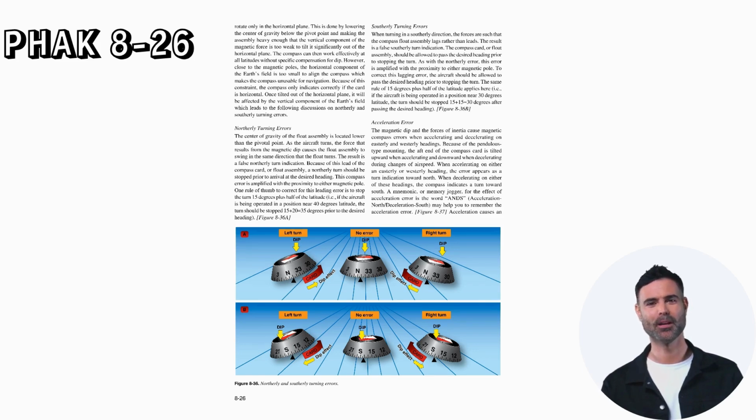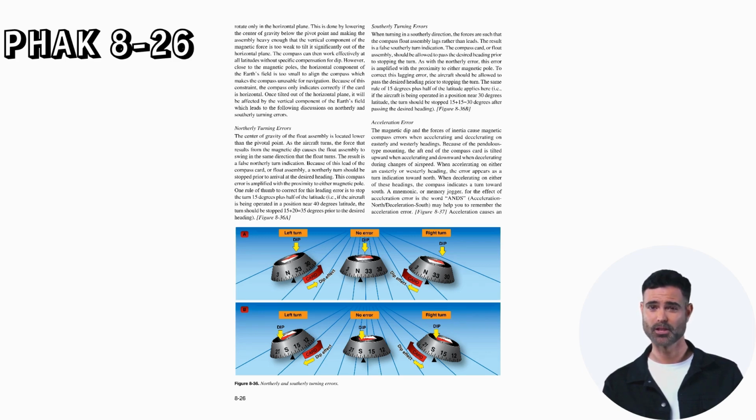The center of gravity of the float assembly is located lower than the pivotal point. As the aircraft turns, the force that results from the magnetic dip causes the float assembly to swing in the same direction that the float turns. The result is a false northerly turn indication. Because of this lead of the compass card, or float assembly, a northerly turn should be stopped prior to arrival at the desired heading. This compass error is amplified with the proximity to either magnetic pole.